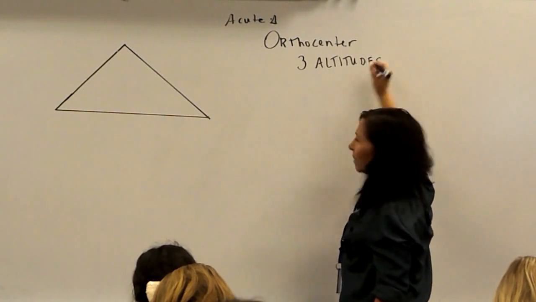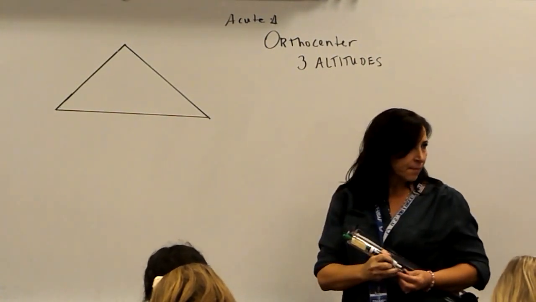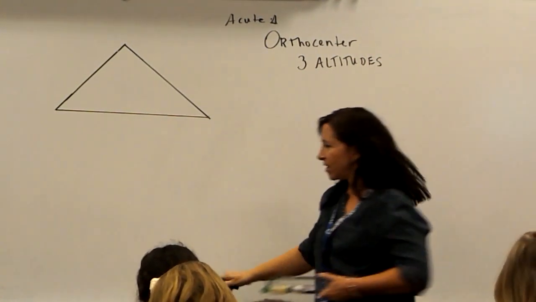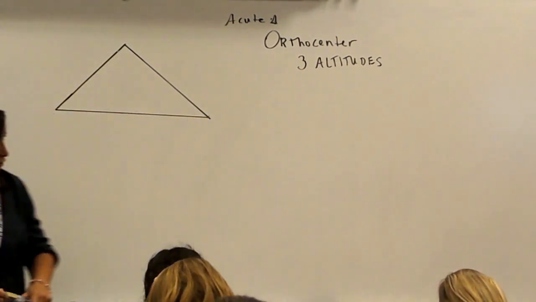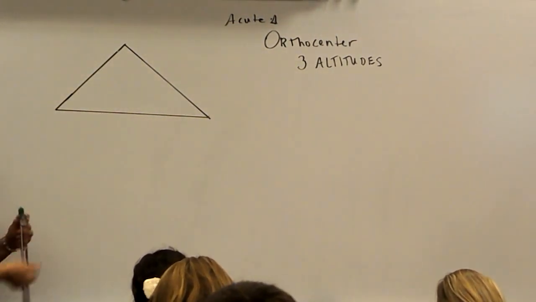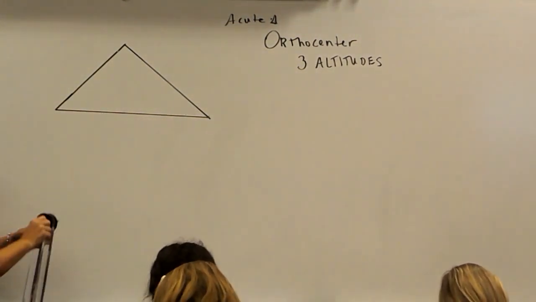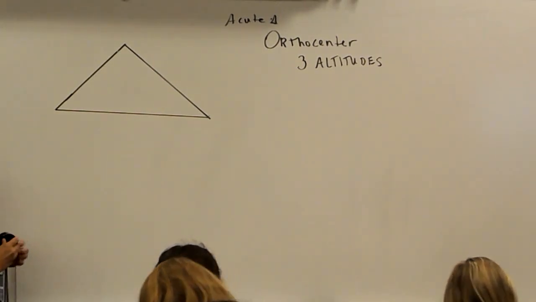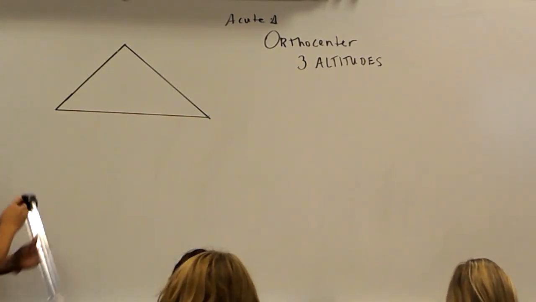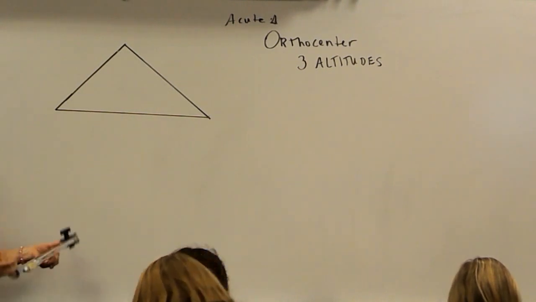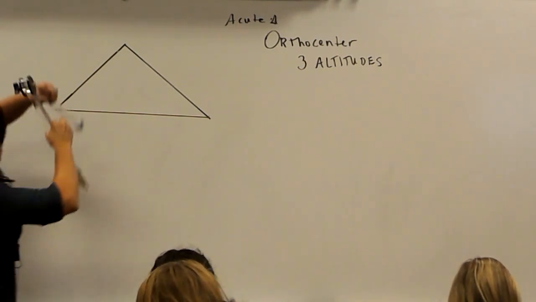And what do you guys remember about altitudes? Does everybody know anything about an altitude? It brings straight down to a right angle. Yeah, okay, we're going to do that. We're going to make three of these in one triangle. And by making three of these in one triangle, we're going to come up with what's called the orthocenter. Here we go.